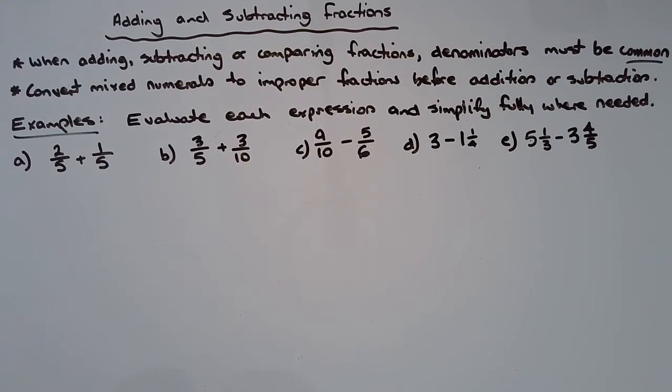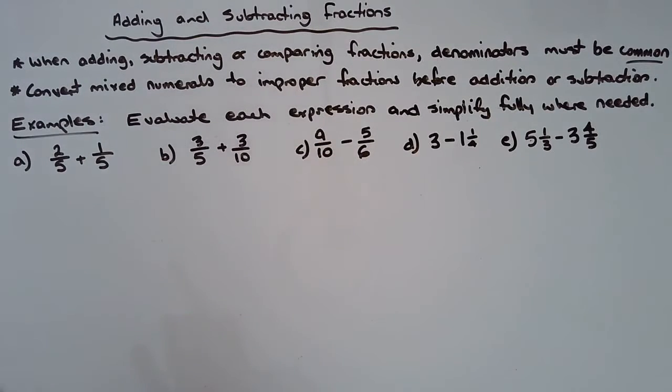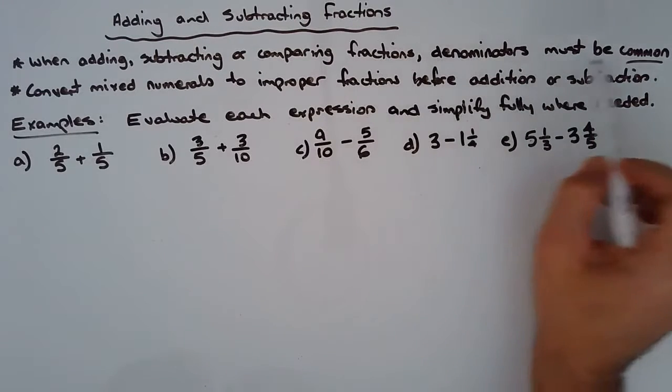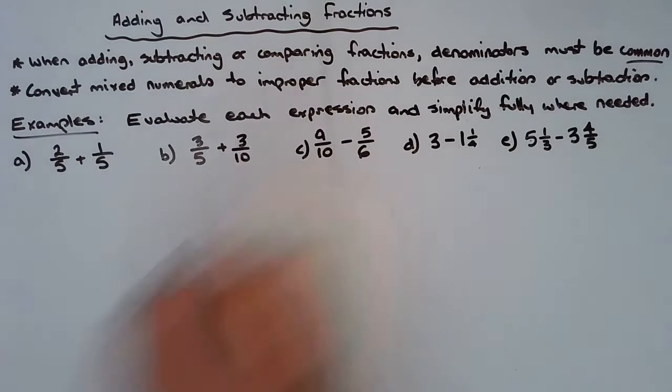When adding and subtracting fractions, that includes comparing fractions as well. So if we're wanting to make a decision as to which fraction is larger or smaller, one thing that we need to know, very, very important, denominators must be common first. That means if the fractions have different denominators, we cannot add, subtract, or compare fractions unless the denominators are identical or made identical somehow.